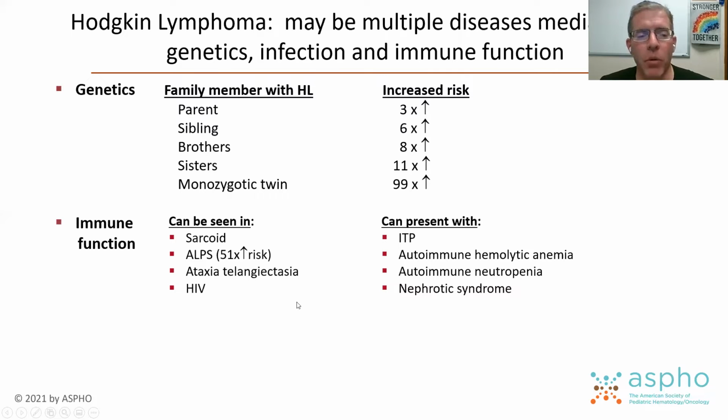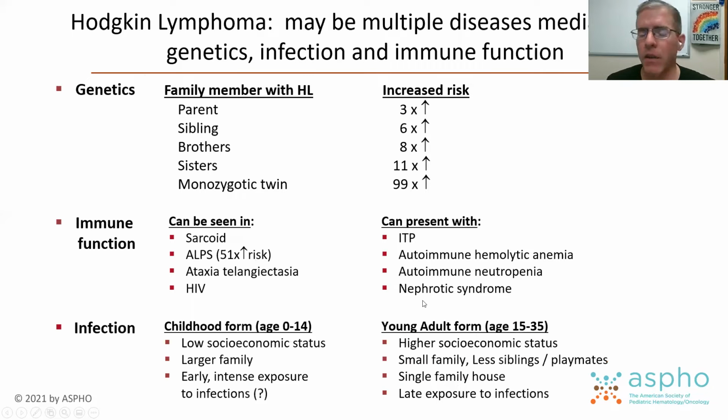Immune function is also important. Patients who are immunodeficient, like sarcoid, ALPS, ataxia telangiectasia, and HIV, have an increased risk of Hodgkin lymphoma. And Hodgkin lymphoma patients can sometimes present with a dysfunctional immune system, and they can have ITP, autoimmune hemolytic anemia, autoimmune neutropenia, and nephrotic syndrome. And finally, there's an association with your immune status in terms of infection or lack thereof.